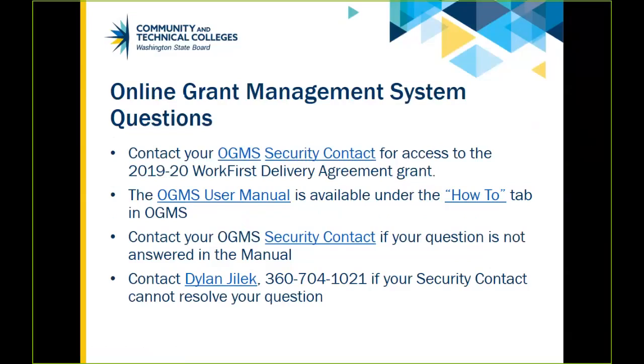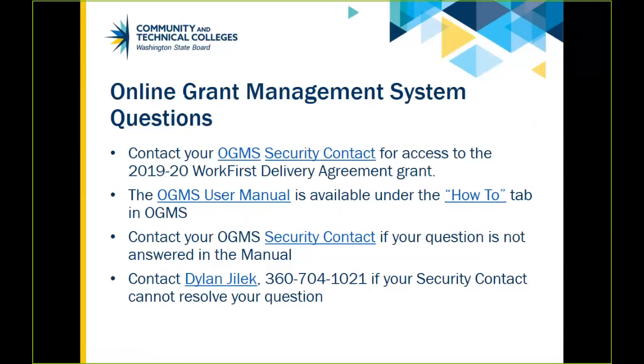If you don't have an account, you'll need to contact your college's OGMS security contact. They will create you an account. SBCTC staff cannot create OGMS accounts for college faculty and staff. You can find the list of security contacts in OGMS on the Security Contacts tab. If you already have an OGMS account, you still need to contact your OGMS security contact for access to this federal fiscal year 2019-20 BFET grant. Access from the previous year does not carry over to this year's application.